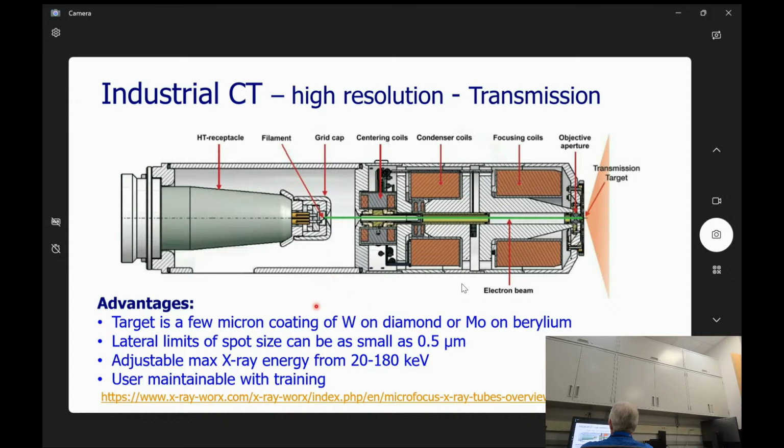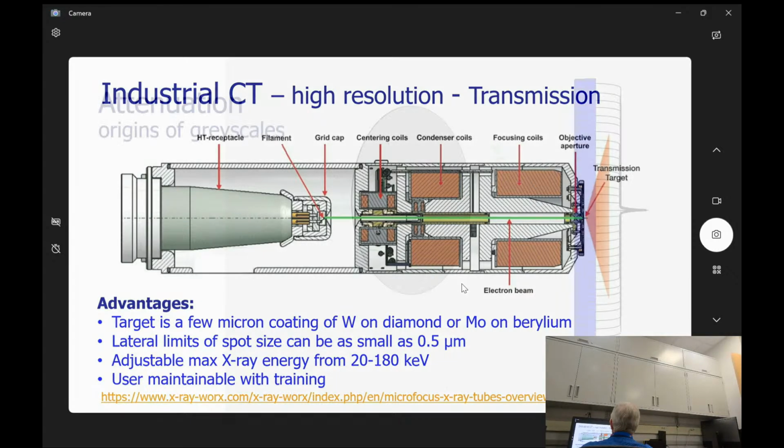In a transmission tube, the target's usually a few microns coatings of tungsten on diamond or molybdenum or beryllium on beryllium. The lateral limits can be as small as about a half a micron. In the Zeiss, we can have very small angles. So in effect, the beam becomes more coherent, and we can do some phase contrast work. But in some cases, these are user maintainable with training. In the Zeiss, that's a closed source. We can't open it up.